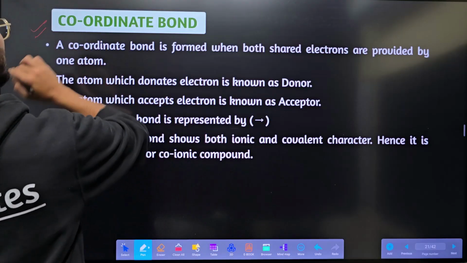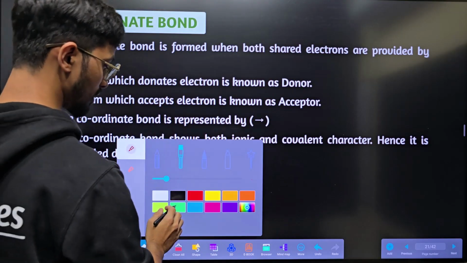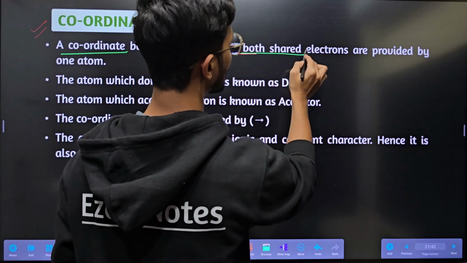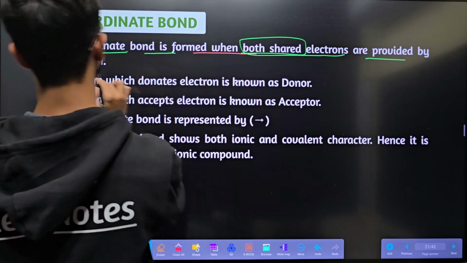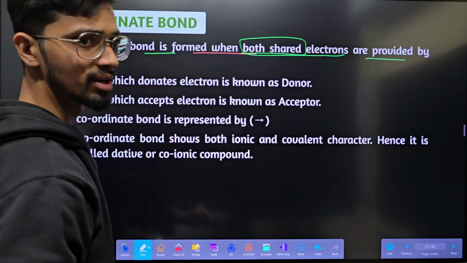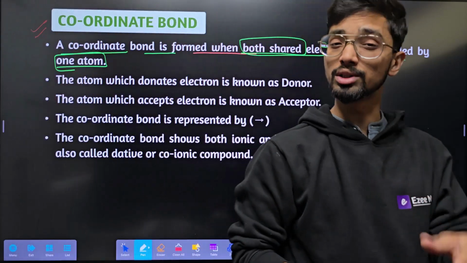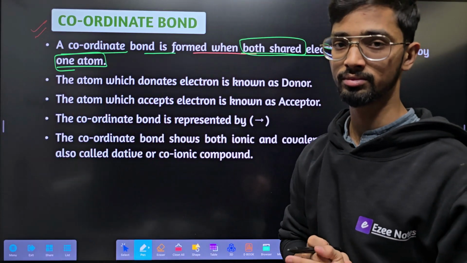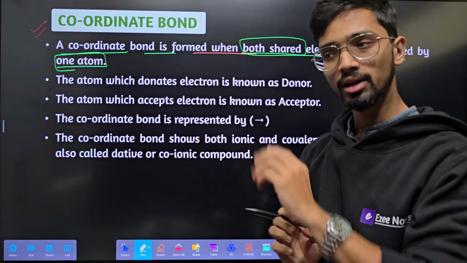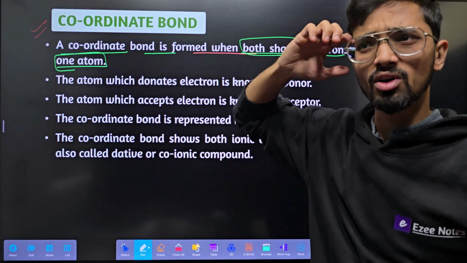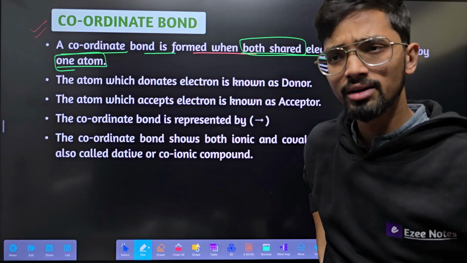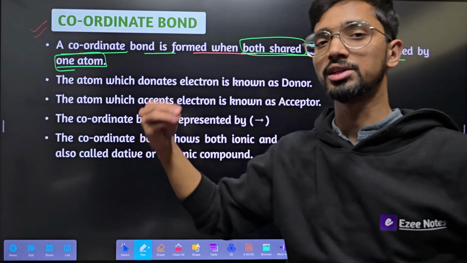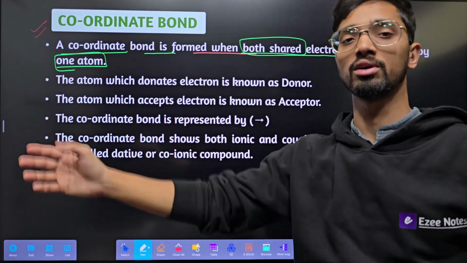Next type of bond is coordinate bond. What is a coordinate bond? The coordinate bond is a bond formed when both shared electrons are provided by one atom only. We have learned in the last class, right? Only one atom is sharing the electron with the other, and the other atom is not even taking part in that. One atom is like, oh, I have many electrons, take it. Either it is sharing one pair of electrons or two pairs of electrons.